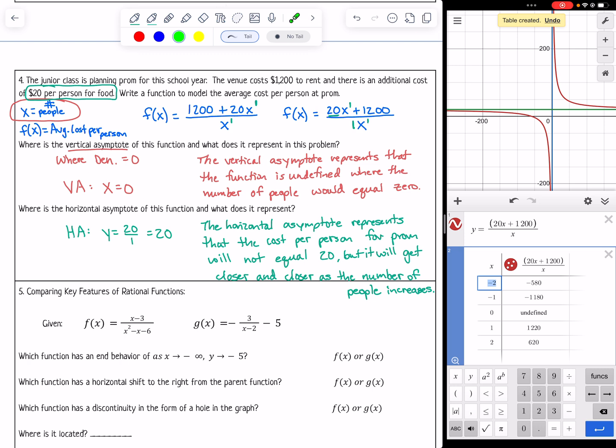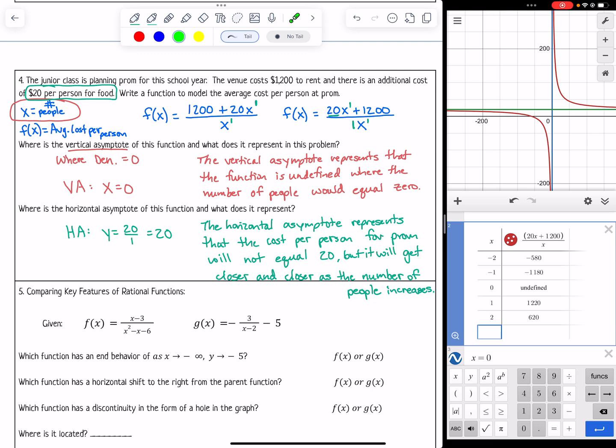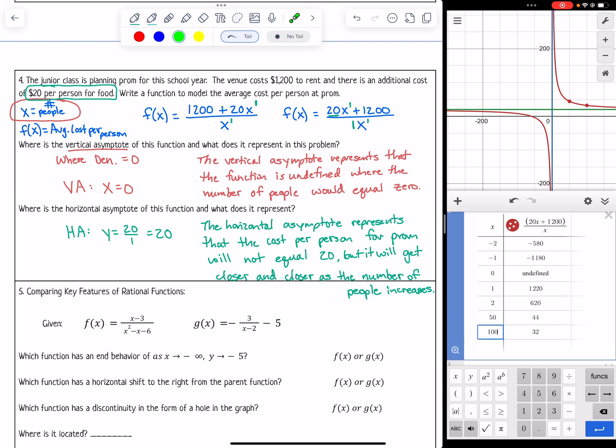Like as the number of people increases, so like as x increases, so let's say 50 people were coming to prom. So notice your cost per person is $44. But as that increases, so say 100 people come to prom, notice now the cost per person is now down to $32 per person. And if like 200 people came to prom, I get 26. But let's say I get 1,000 people to come to prom.